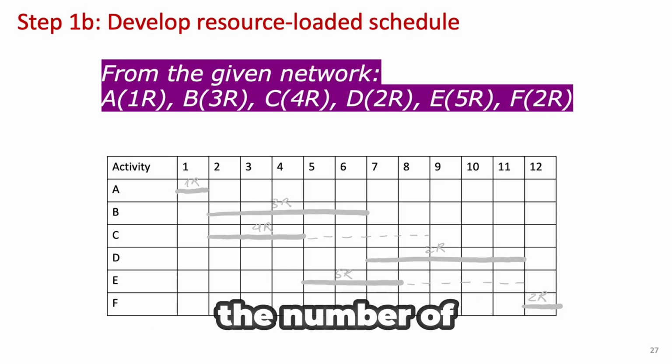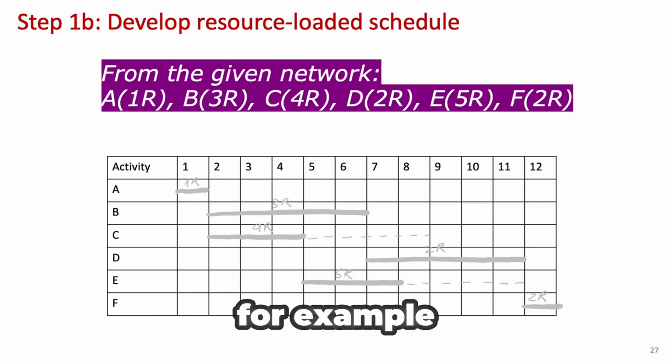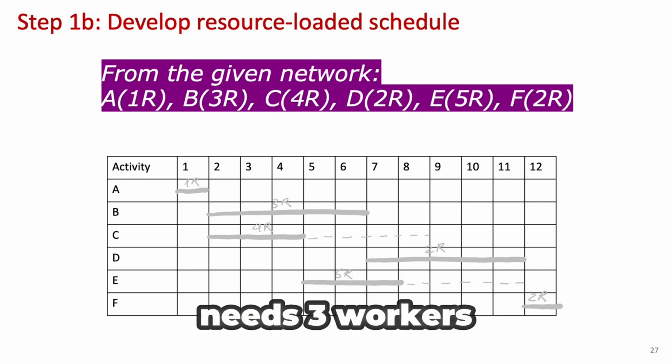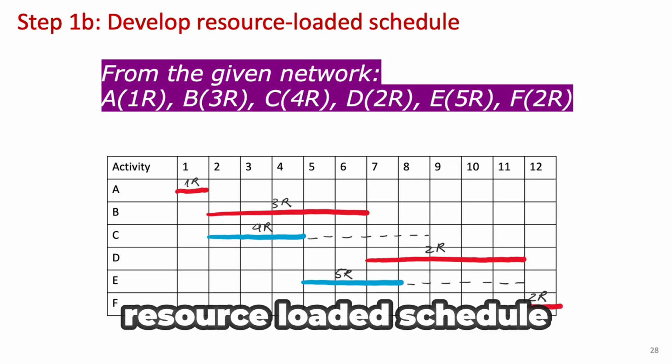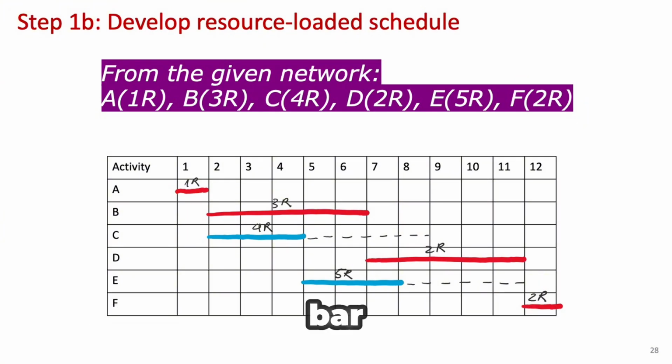As given in the network, the number of workers, R, required is summarized as follows. For example, activity A needs 1 worker, 1 R, and activity B needs 3 workers, 3 R. To develop the resource-loaded schedule, we simply place the resource information above each corresponding bar, like this.